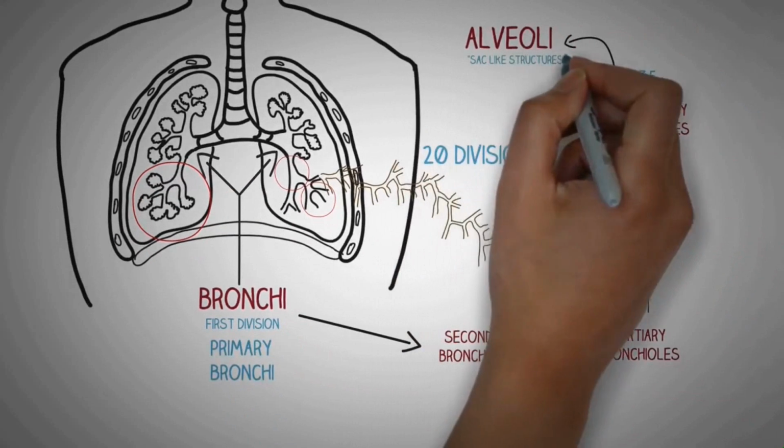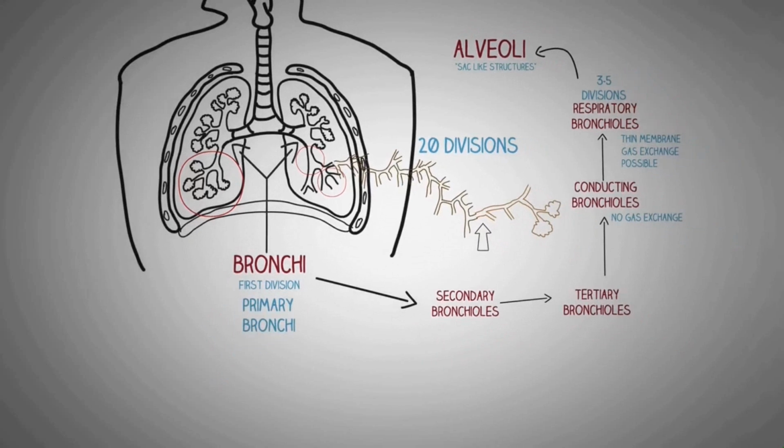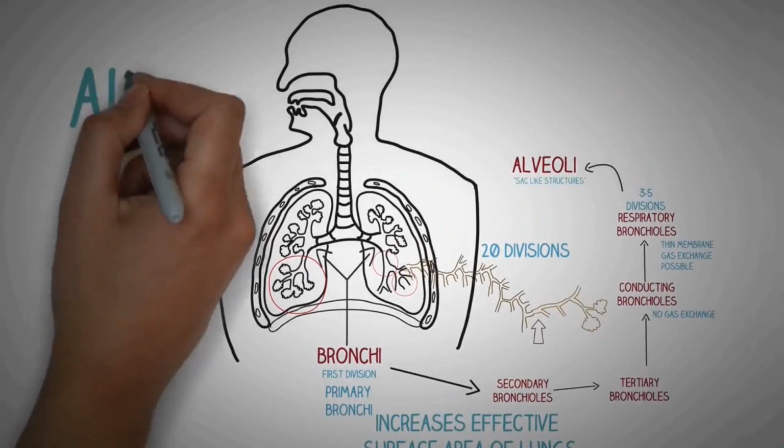The alveoli are sac-like structures in which the actual gas exchange happens. The conducting bronchioles are called conducting bronchioles because no gas exchange happens in them, since they have large, thick walls. But respiratory bronchioles have very thin walls, and some amount of gas exchange can happen in them. But the majority of the gas exchange happens in the alveoli because of their close proximity to the blood vessels. The division of the bronchioles to such an extent increases the effective surface area of the lungs.